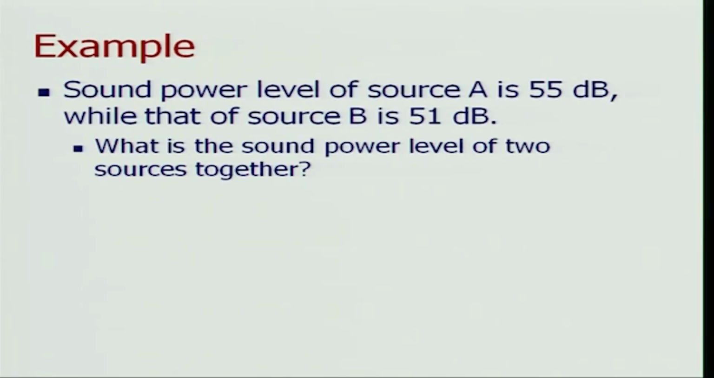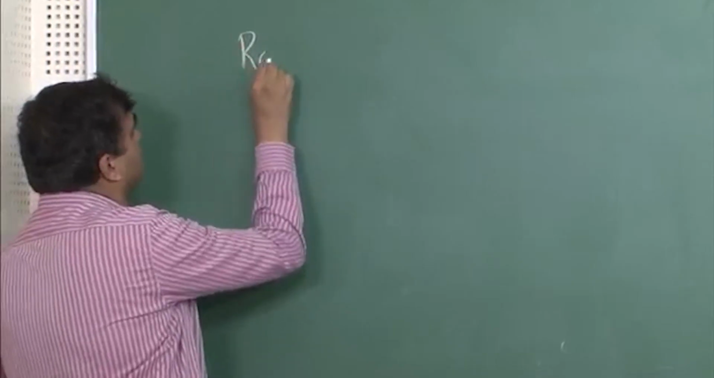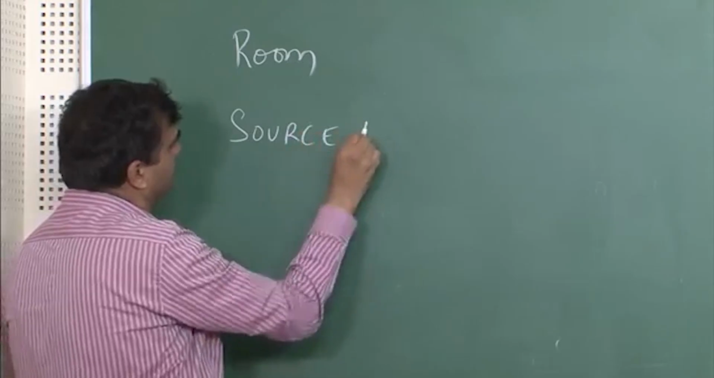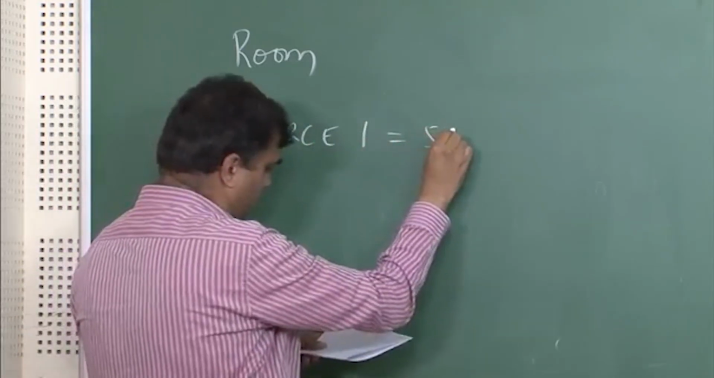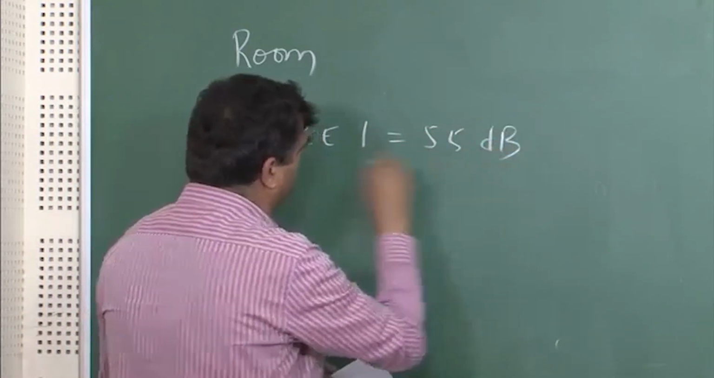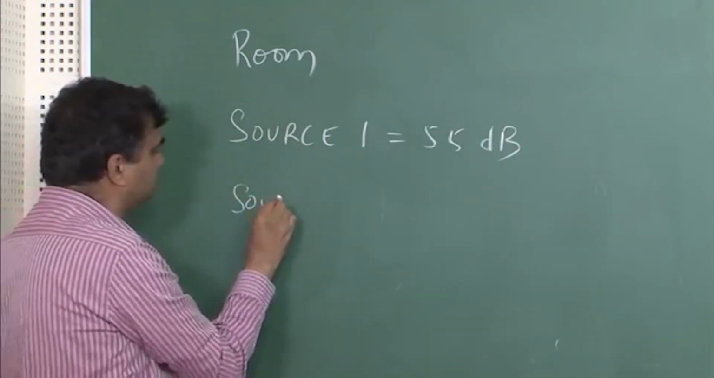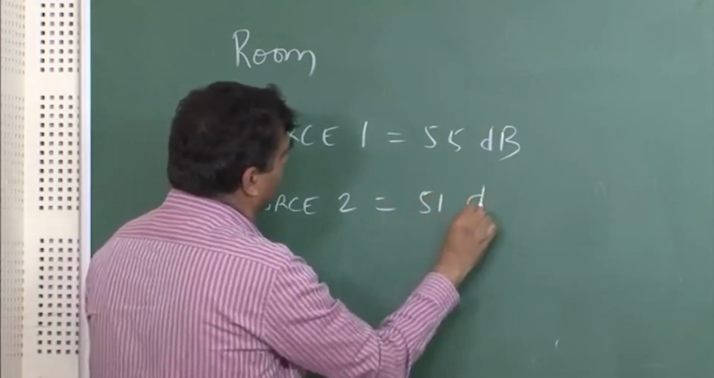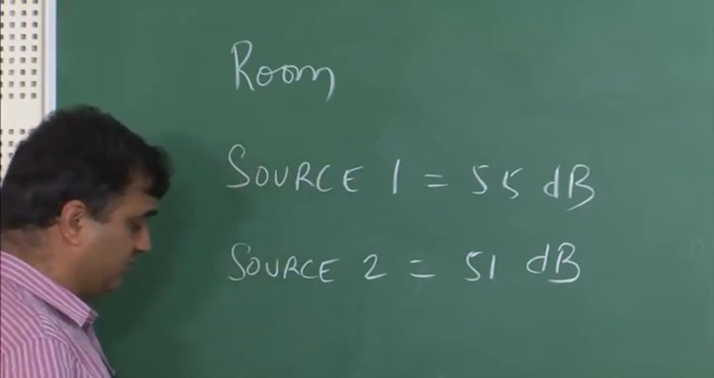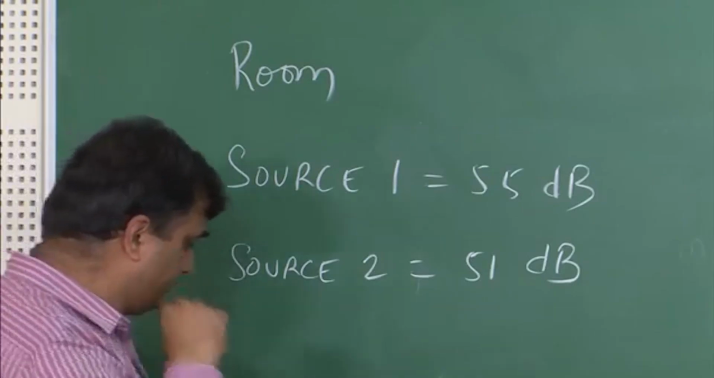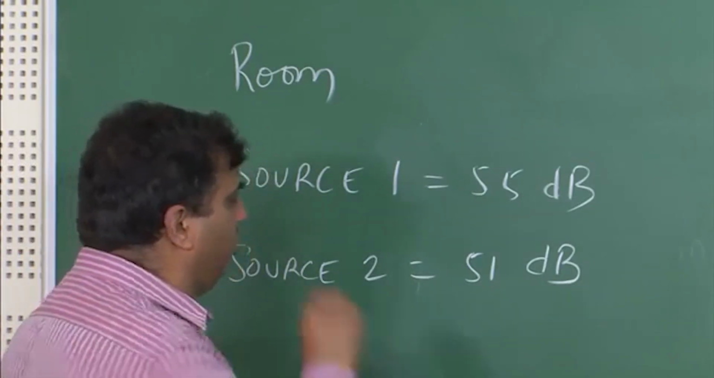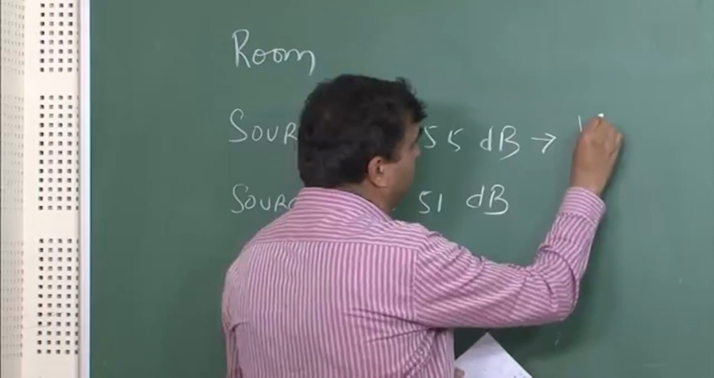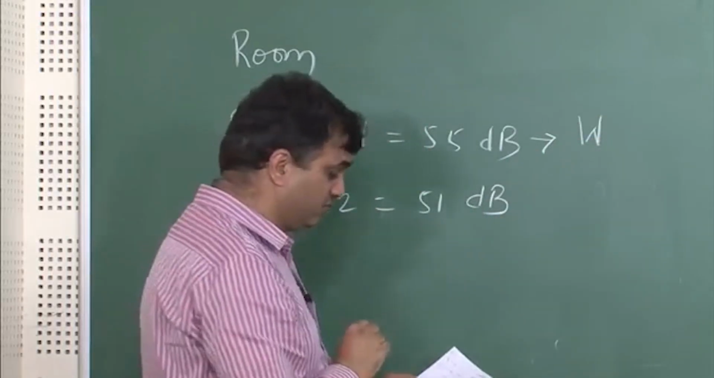So let's say you have a room, with source 1 at 55 dB and source 2 at 51 dB. From here you calculate the power flowing out of each source.